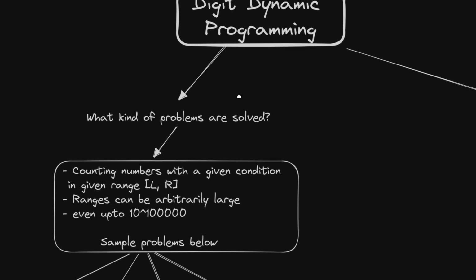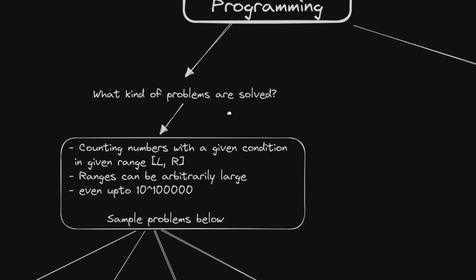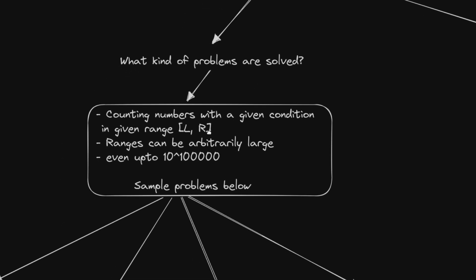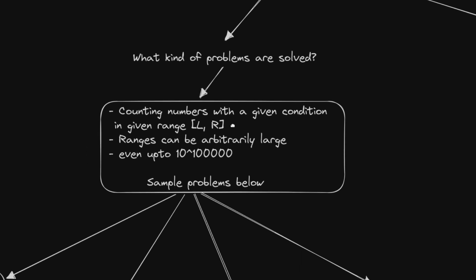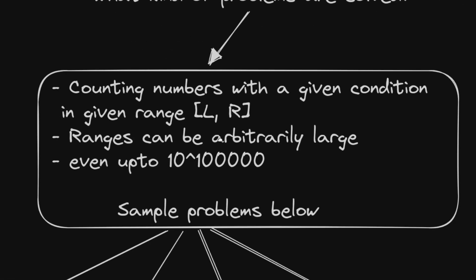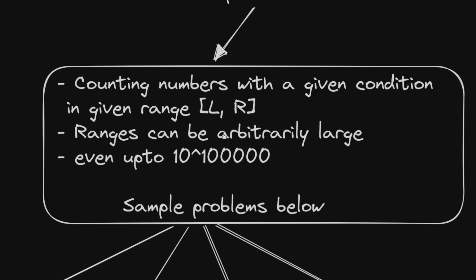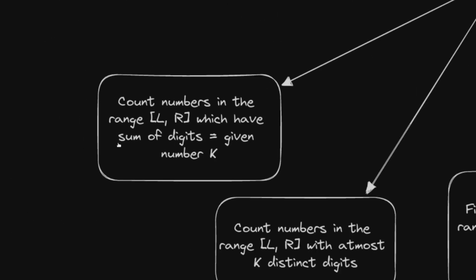So let's start with what kind of problems digit DP is going to solve for us. In particular, the problems are generalized as: you need to count some numbers with some given conditions. We'll go through some examples after this. You might be given arbitrarily large ranges, and you need to count some numbers with a given condition in that range. So let's go through some sample problems.